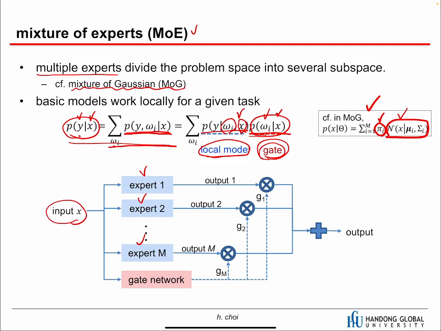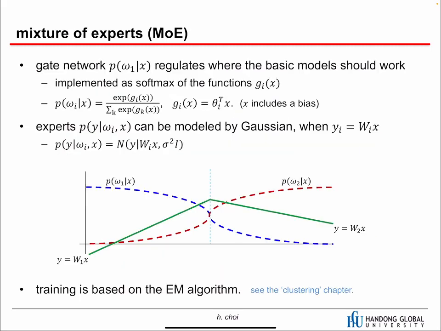So input x goes into the expert, and also it goes into the gate network. Then we have m outputs from n experts. Then we multiply this gate weight on these outputs, and then we make a final decision. The gate network regulates where the Bayesian model should work. So it can be implemented as softmax of the function g sub i, and g sub i can be simply a linear model.